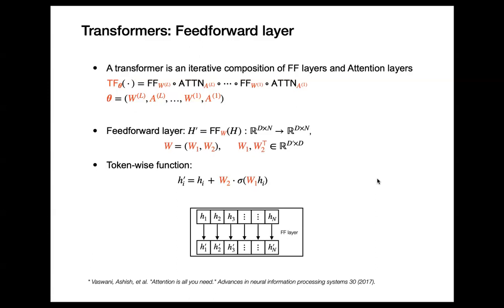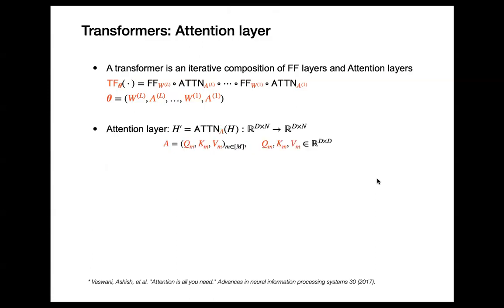The feed-forward layer is relatively simple, but what's more important in this transformer architecture is the attention layer. This is the key ingredient of a transformer. An attention layer with parameter A is also a sequence to sequence mapping. The sequence has the same shape as the input and output of the transformer. The parameter A is a bunch of QKV matrices. And for simplicity, these are just D by D matrices. Qs are called the query matrices, Ks are called the key matrices, and Vs are called the value matrices.